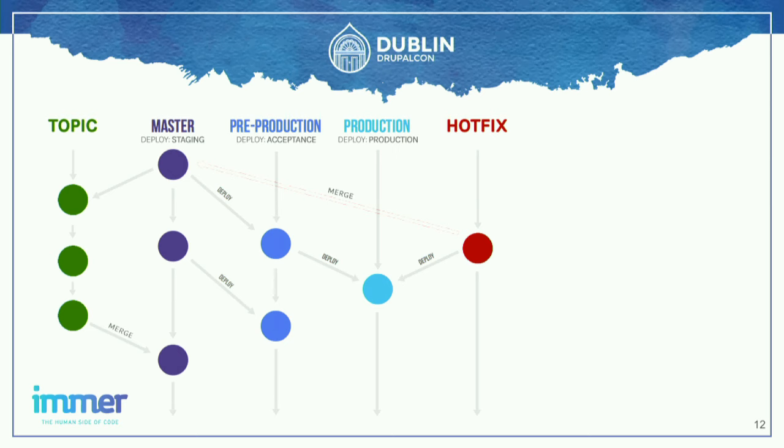Also, of course, it's very important, because of this acyclic nature where code flows from left to right, that you also merge this hotfix branch inside your master branch as well. So it will get deployed on staging and at a later point maybe on your pre-production environment.